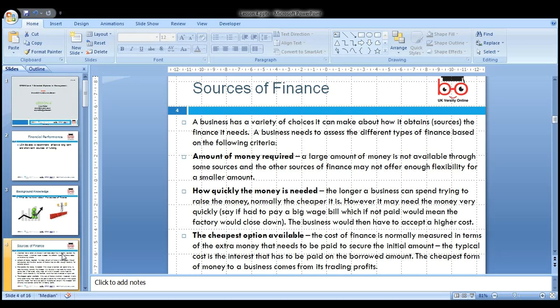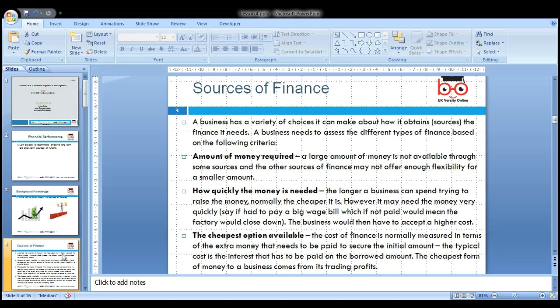So, sources of finance. A business has a variety of choices it can make about how it obtains the finance it needs. A business needs to assess the different types of finance based on the following criteria.